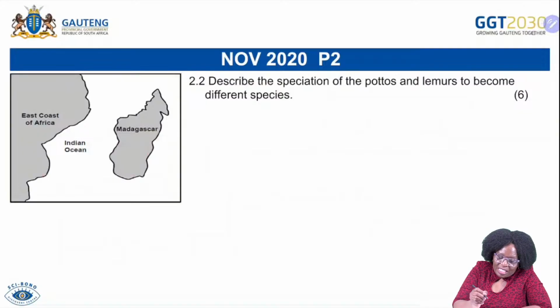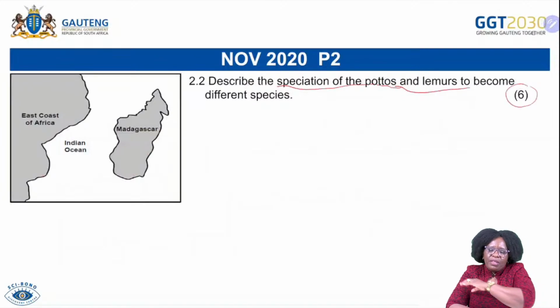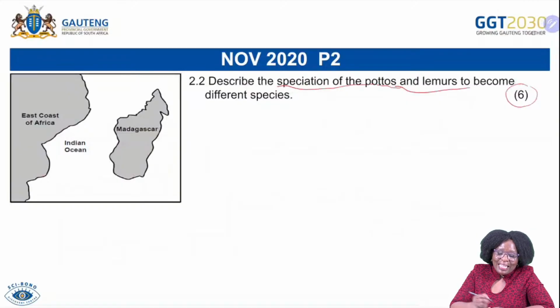Describe the speciation of potos and lemurs to become different species. How many marks do we have here? 6 marks. Speciation, generally you will find 6 marks or 7. Darwin's theory of natural selection is 6 marks, and you have got very good marks also on Lamarck's theory. But let's look at speciation, the formation of new species.